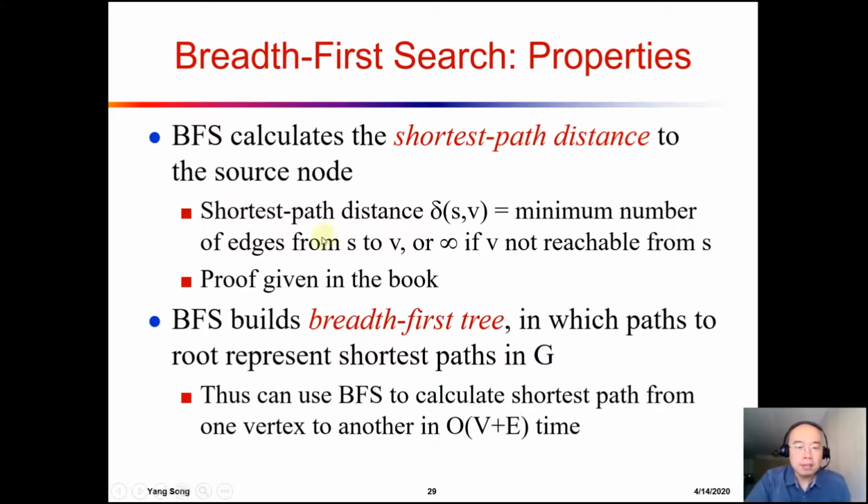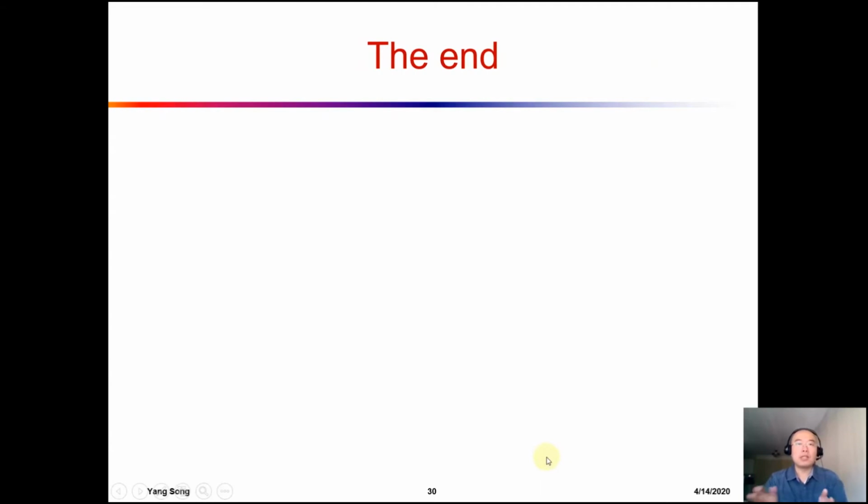Okay, and the next part, we also build a breadth first tree, generating a tree structure based on the graph by keeping part of the edges. That is a breadth first tree structure. As a result, since we have already analyzed the algorithm, building a BFS tree structure and at the same time calculating all the shortest path distances can be done in O(V+E) time. Okay, so that's the end of today's lecture.